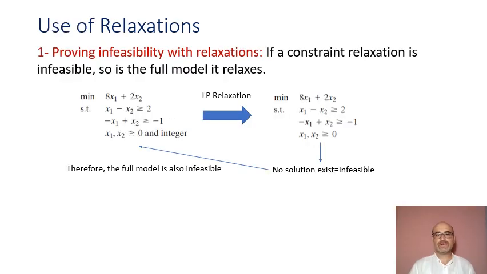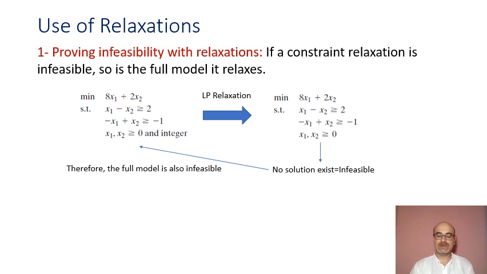Now, after defining the relaxations, let's talk about why we need these relaxations. What are their uses? Basically, we will talk about four different uses of these relaxations. The first one is proving infeasibility with relaxations. It says that if a constrained relaxation is infeasible, so is the full model it relaxes.